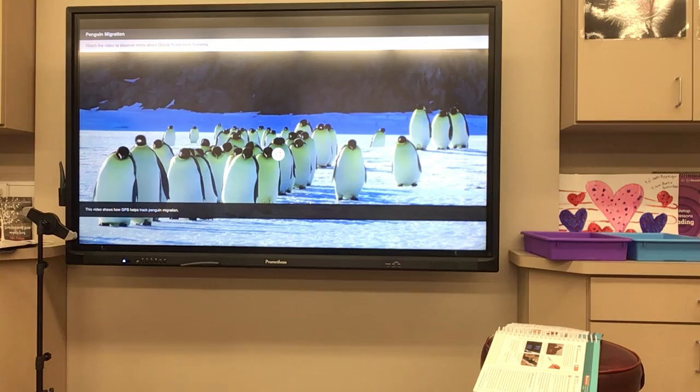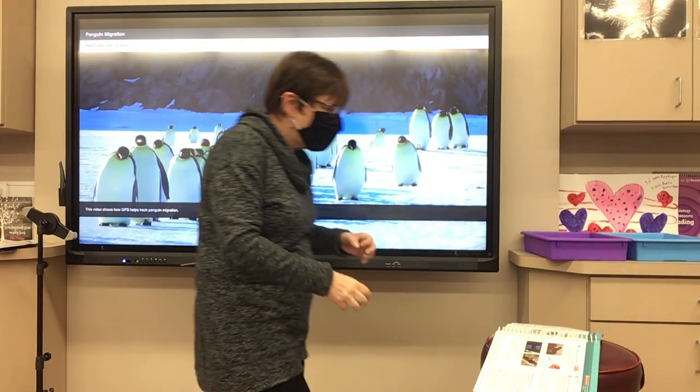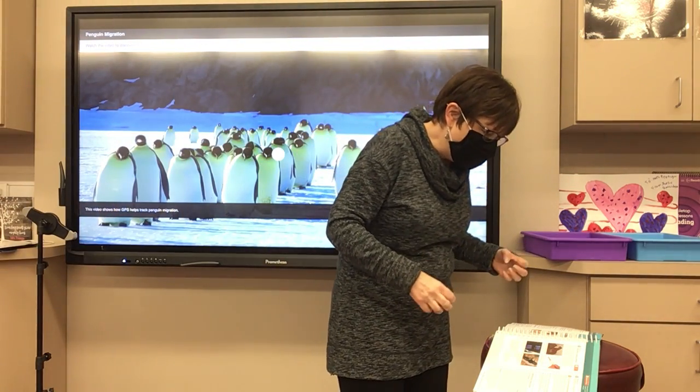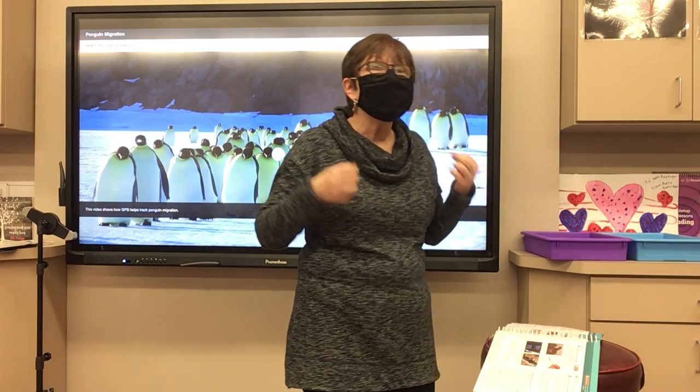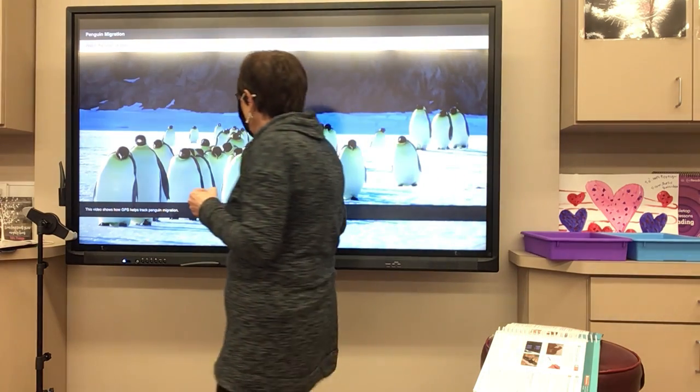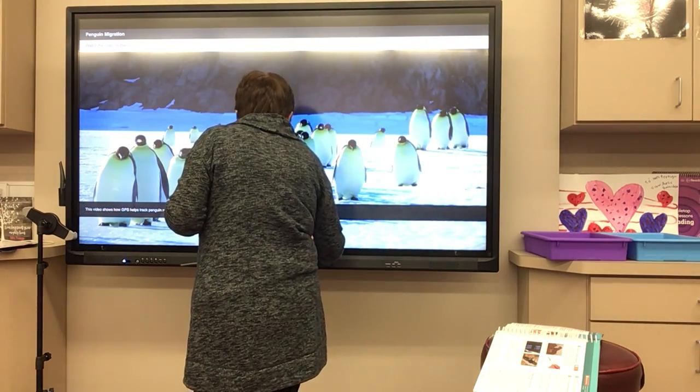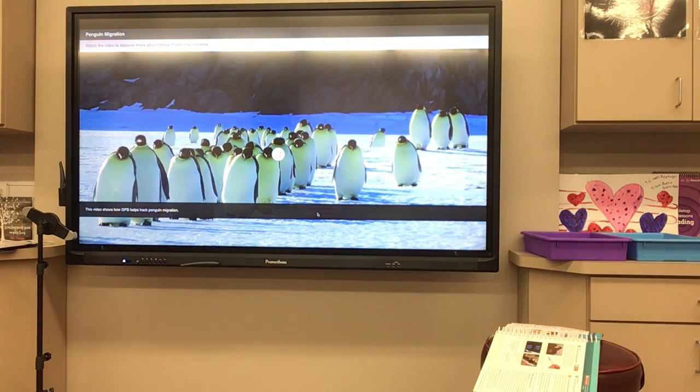Okay, so how interesting is that? So they tag the penguins because they want to know where they are going. And then that way they can learn more about their habits and what they are doing.